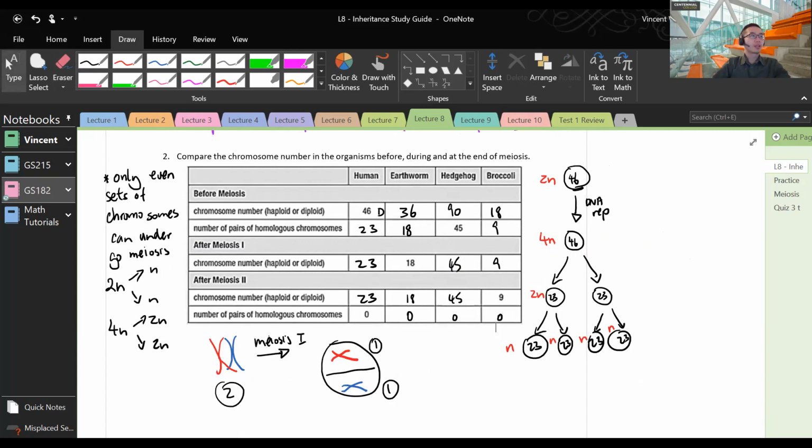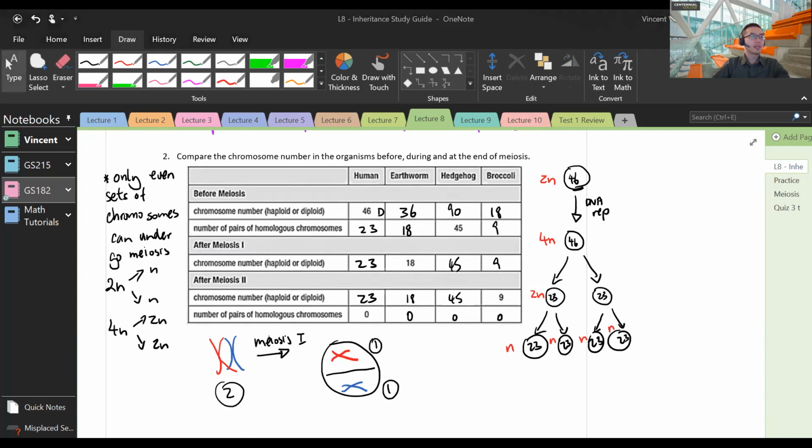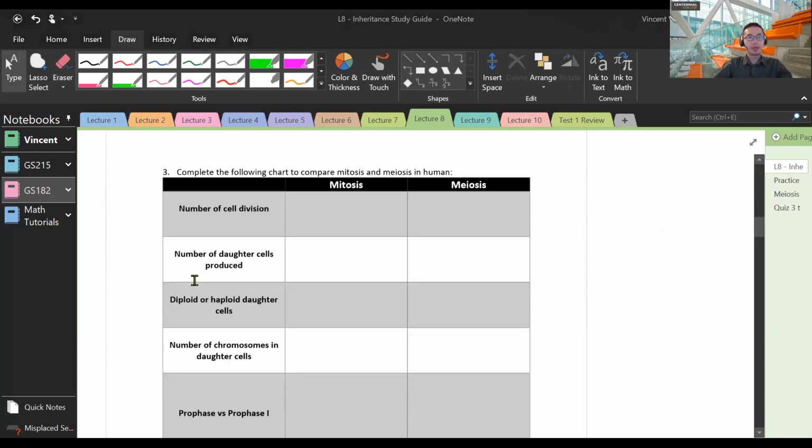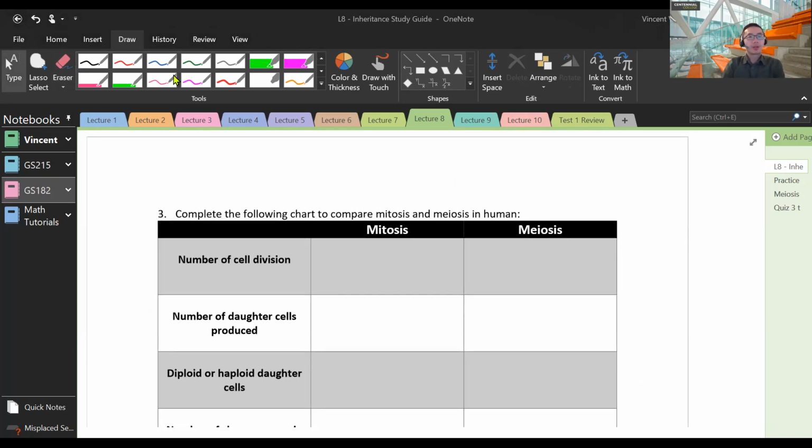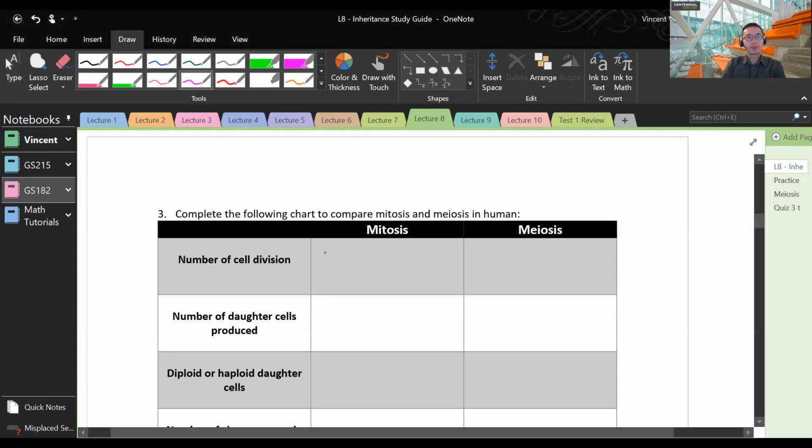Okay, let's talk about the next page, which is the table here. Comparing mitosis and meiosis. So first, the number of divisions. There's only 1 division in mitosis. But for meiosis, it's going to be 2 divisions.